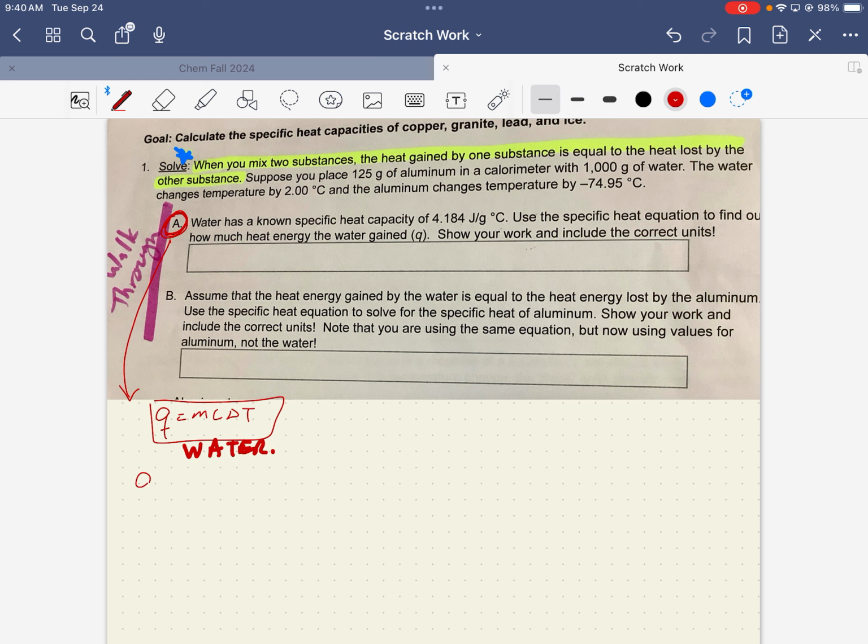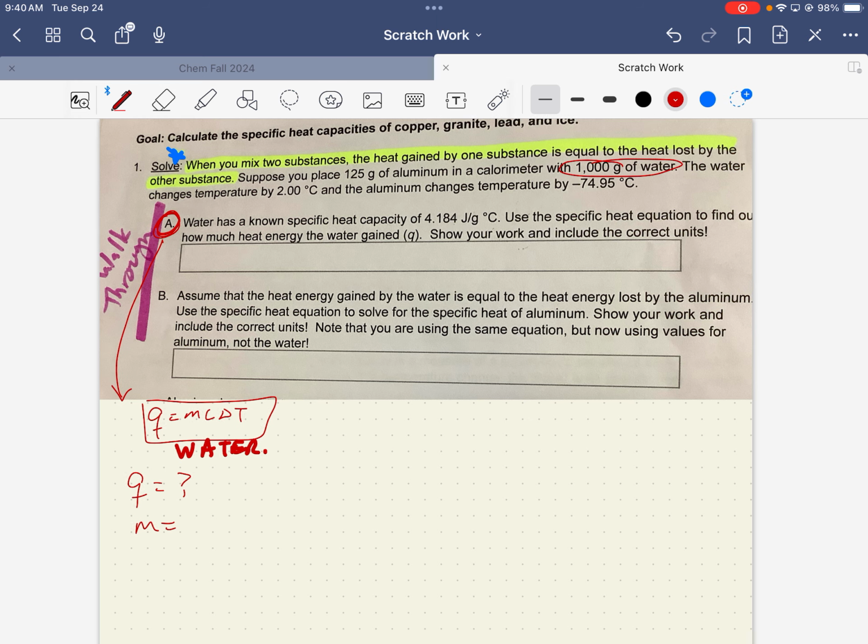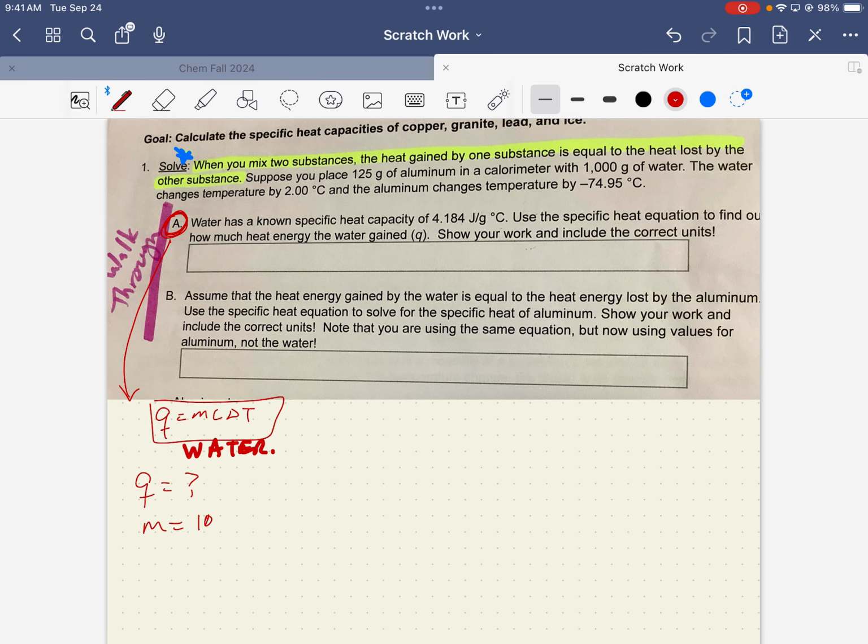All right, so Q is our heat. That's what we're going to find. M is the mass of the water, which is going to be 1,000 grams. C is the specific heat of water. This is where students often get confused. Water has a known specific heat of 4.184 joules per gram degree Celsius. We could also do this in calories, but since the question is giving that number to us in joules, we're going to use that number. Make sure that you always use the number as given in the question to avoid rounding errors. Okay?